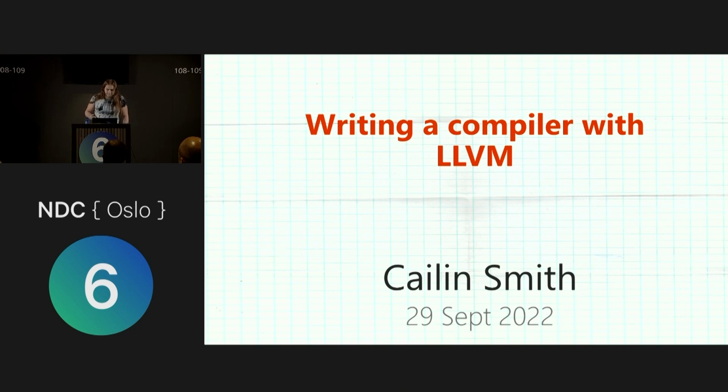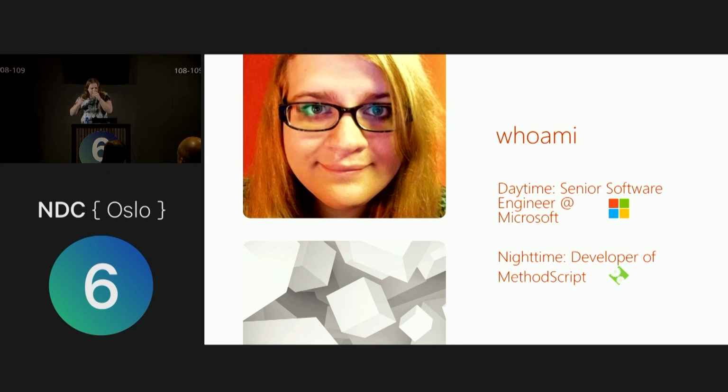First, though, who am I? I'm Cailin Smith. I am a senior software engineer at Microsoft by day. I don't work on any of this stuff, though, that I'm going to talk about there. I'm also the creator of the MethodScript programming language, and I'll go a little bit more into what MethodScript is, but I've spent the last decade working on that. It's an up-and-coming language that's somewhere between a toy language and an alpha release. Please do not use it for your production stuff.